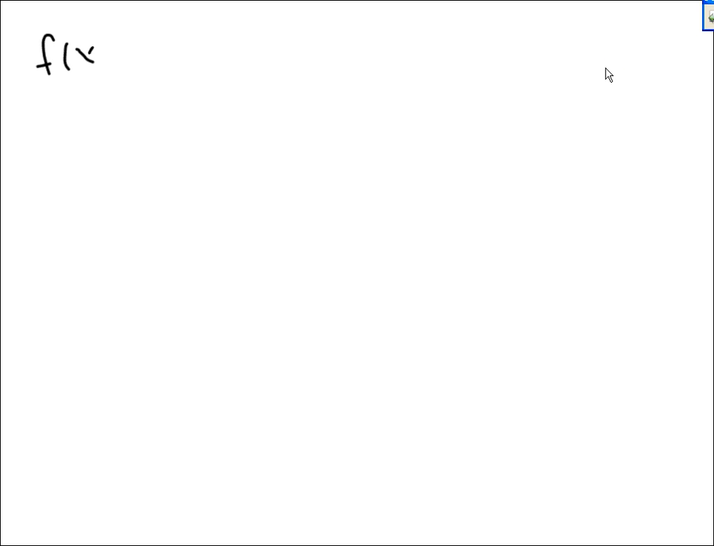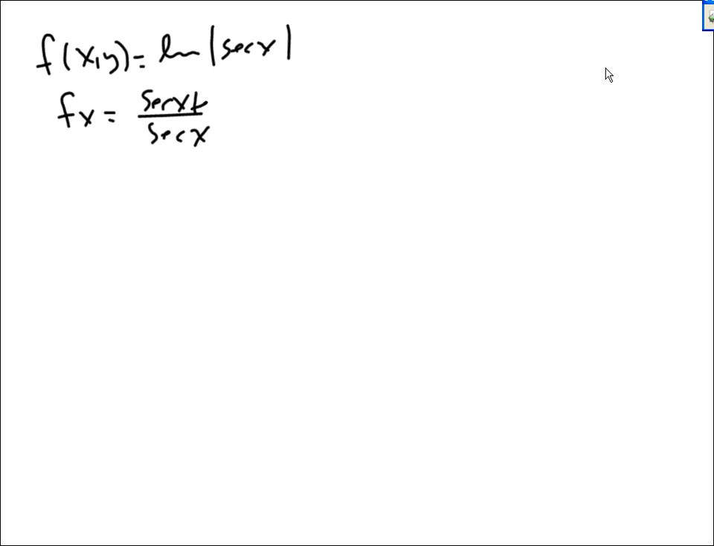Suppose you were told that f of x, y is ln of secant x. Well then, f_x will be, for ln of anything, put the anything in the bottom and put the derivative on top. It's just tan x. And since it's not a function of y, f_y will be 0.